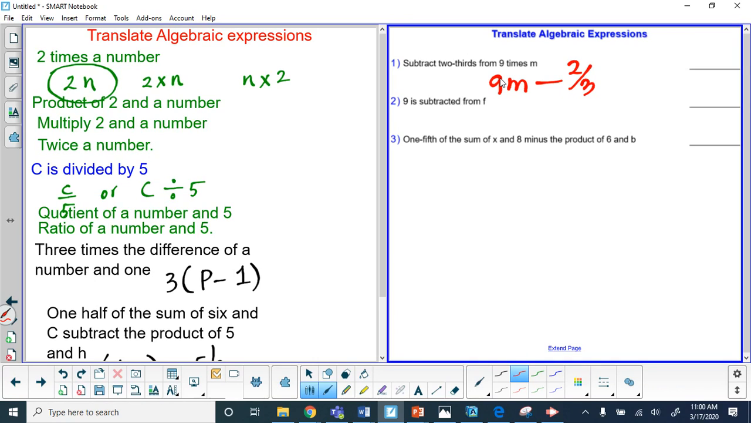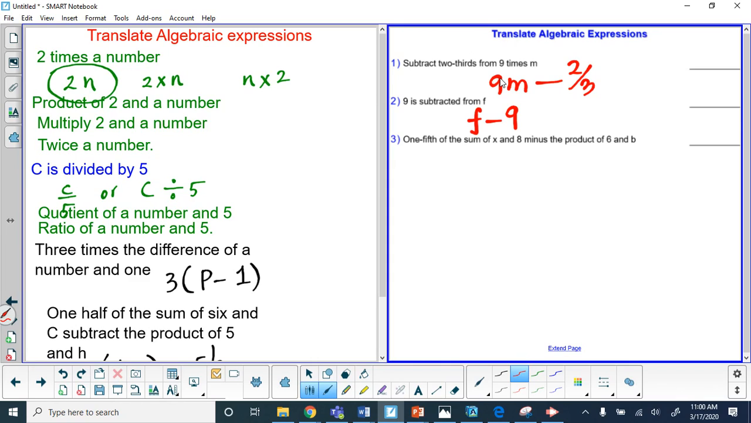Next problem. 9 is subtracted from f. This is simpler than that. So the answer is it 9 subtract f or f subtract 9? It's from f, so you need to start with f, subtract 9.